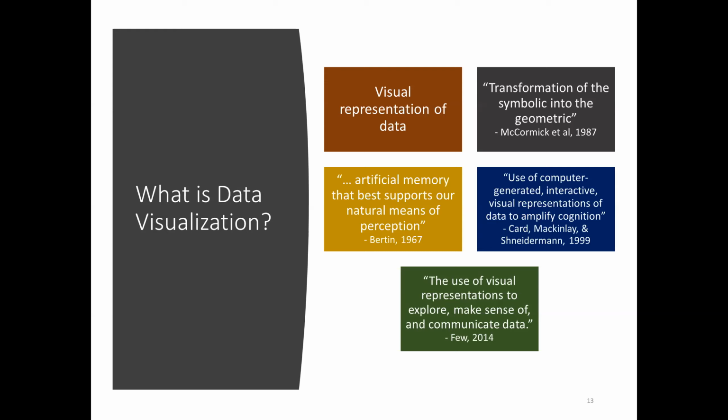It's also a way of creating an artificial memory to support our strongest means of perception. A more computery one here is we can use computer-generated interactive visual representations of data to amplify cognition. That amplified cognition is important. By doing this, we're going to make ourselves smarter. We can focus on higher level tasks. And last of all, it's the use of visual representations to explore, make sense of, and communicate data. So it's a way we can work with data and a way we can communicate what's happening in data.